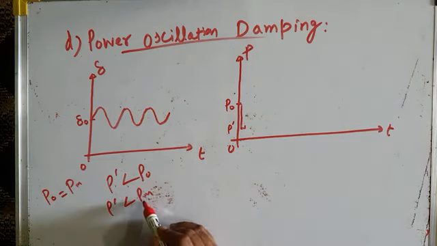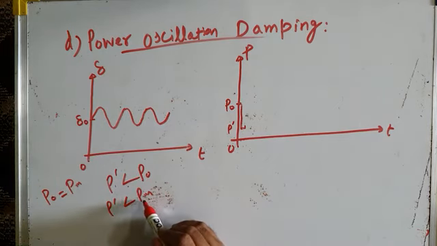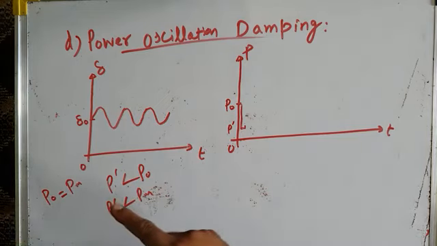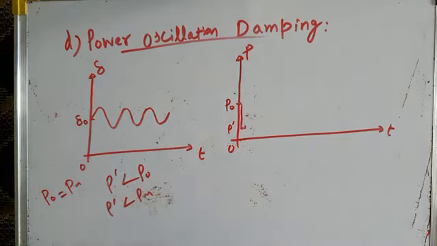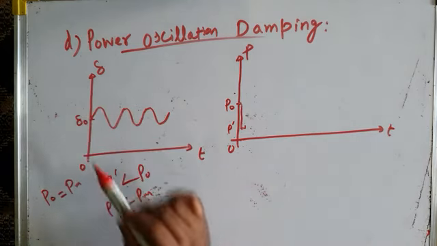Therefore, P dash is less than Pm. Electrical power transferred over the line momentarily decreases and it becomes less than mechanical input power. And since mechanical input power is more than the electrical output power, it results in acceleration of the machine. And when the machine accelerates, the transmission angle increases.